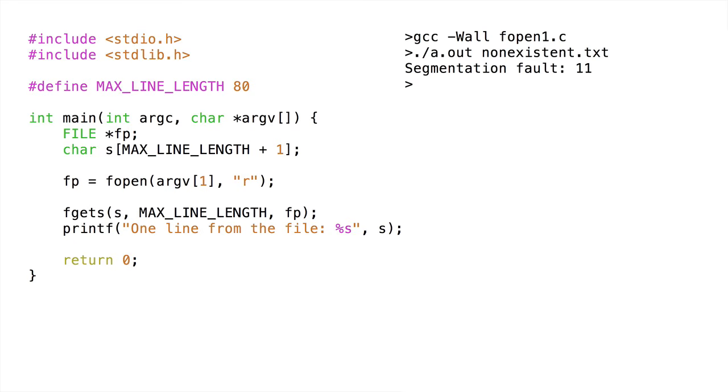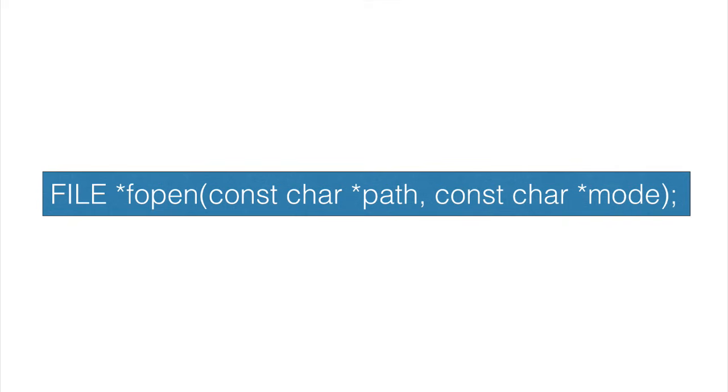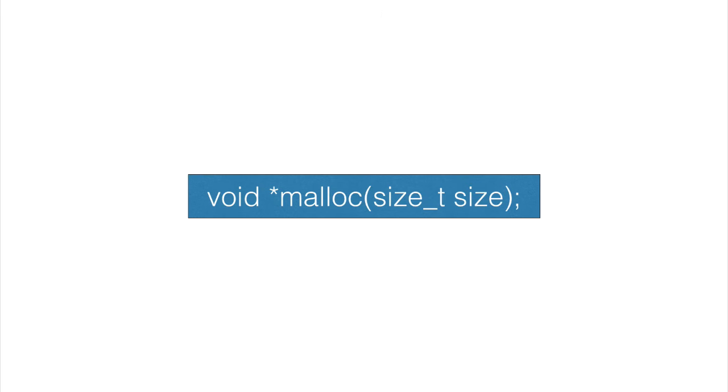Here are a few examples of system calls. We just saw an example that failed to check for an error on fopen. Fopen opens a file and returns a file pointer that will be used for later operations on the file. If it cannot open the file, it returns null. malloc returns a pointer to a region of memory that it has allocated. If it cannot allocate enough memory, it returns null.